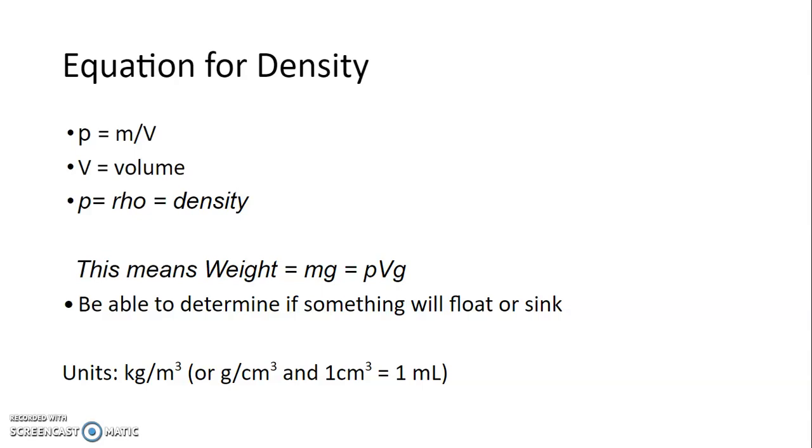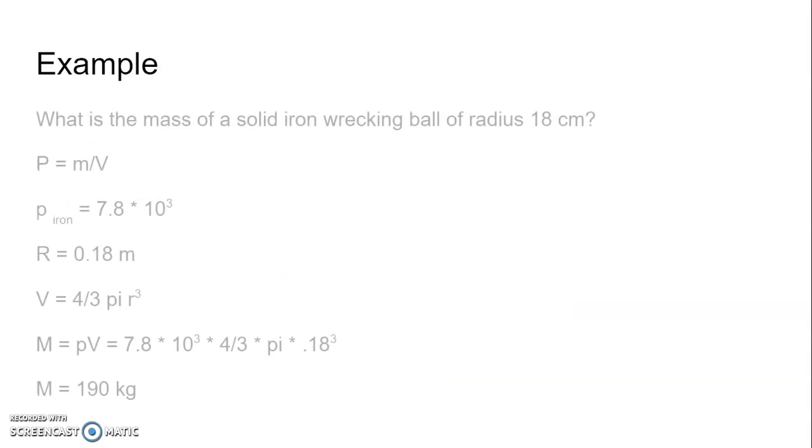The standard physics units are kilograms per meter cubed, whereas chemistry might use grams per cubic centimeter, and I might be cruel and give you those units as well. So you might need to convert. Here's an example. You should be able to go through and do something similar. Wrecking balls are super heavy.